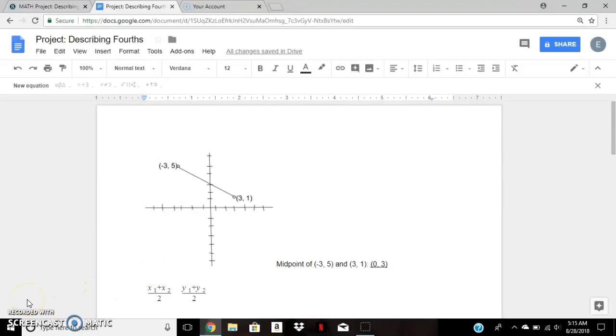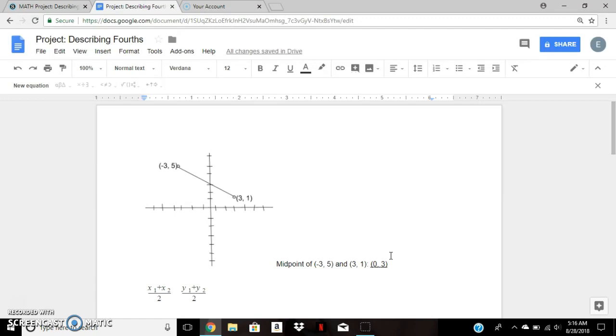Today we will be describing fourths. As you can see on this graph, the two endpoints of this line segment are (-3, 5) and (3, 1). The midpoint of these two endpoints is (0, 3).